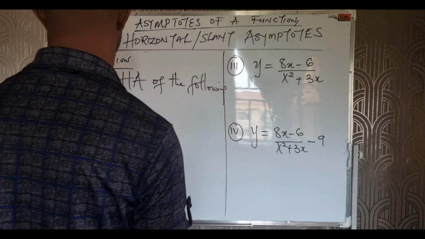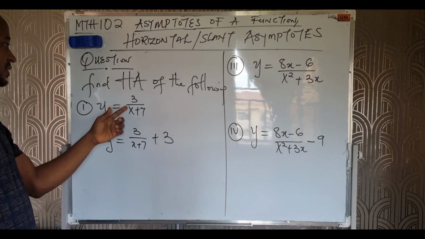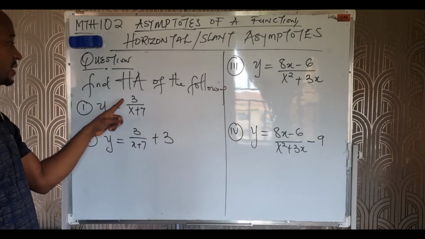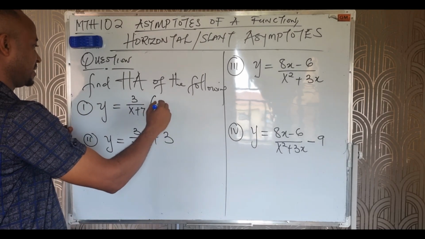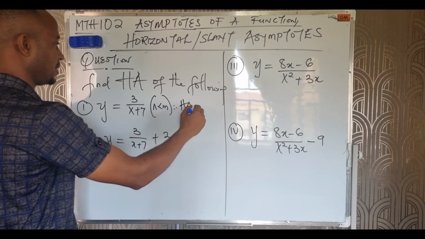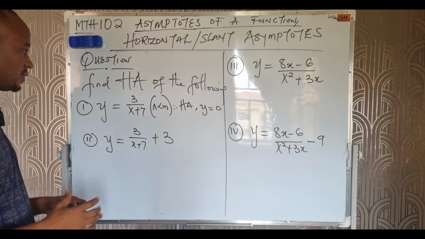Let's look at this question that says find the horizontal asymptote of the following. The first one is y equals 3 divided by s plus 7. The same thing we've been doing so far. The degree of the numerator is less than that of the denominator. So here, our n is less than m. Therefore, HA occurs at y equals 0.